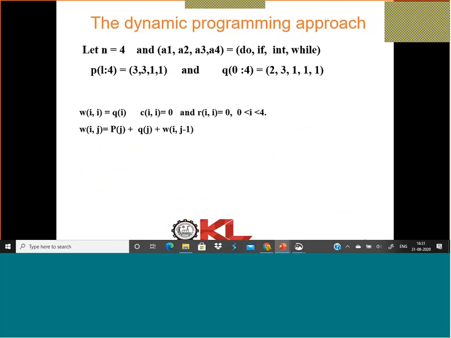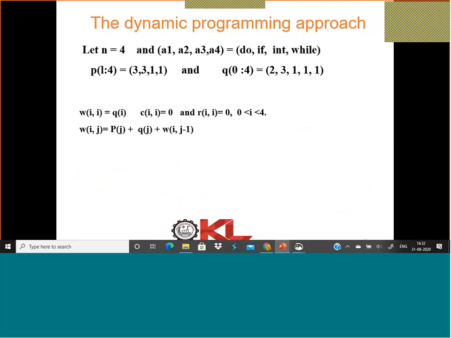So if you look at the same problem I have taken here, now W of I comma I. So what is the W of I comma I? W of I comma I doesn't have any nodes. It will have only one virtual node, which is nothing but E of I. So that's why the probability is Q of I.